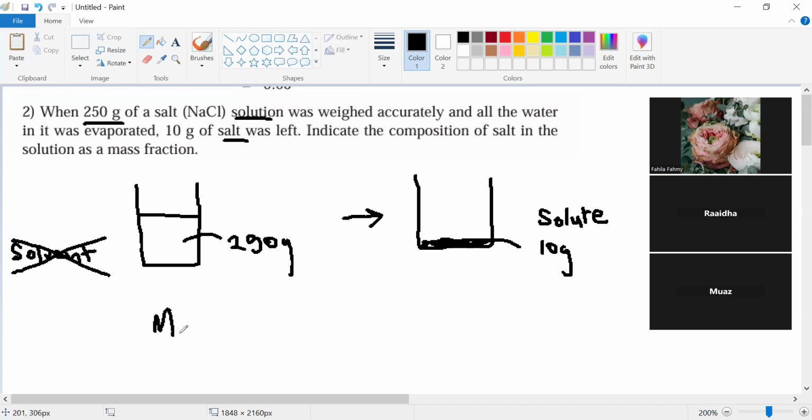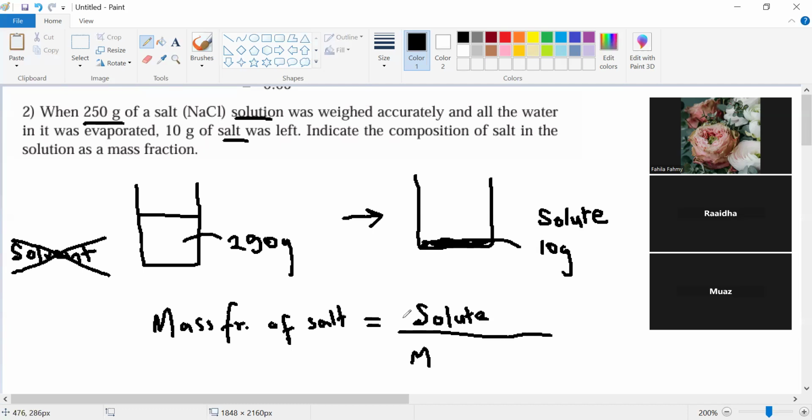So what is the equation? Mass fraction of salt is equal to solute mass divided by the total solution's mass. Does this make sense? Yes, miss.